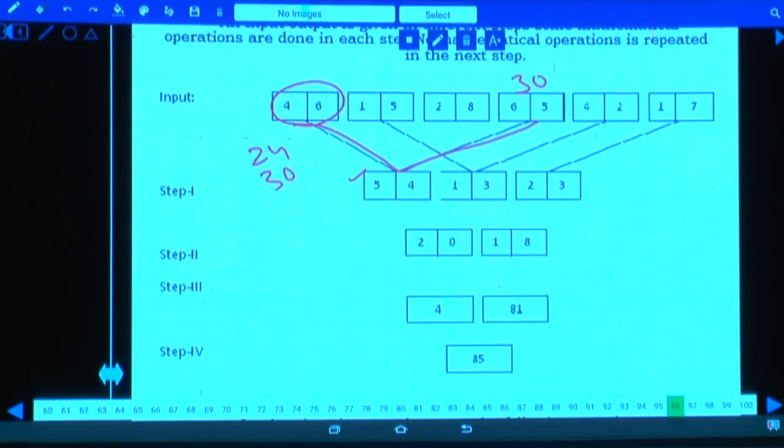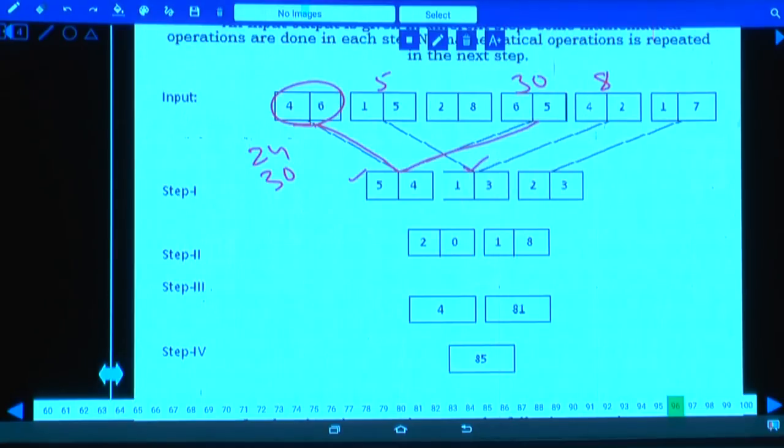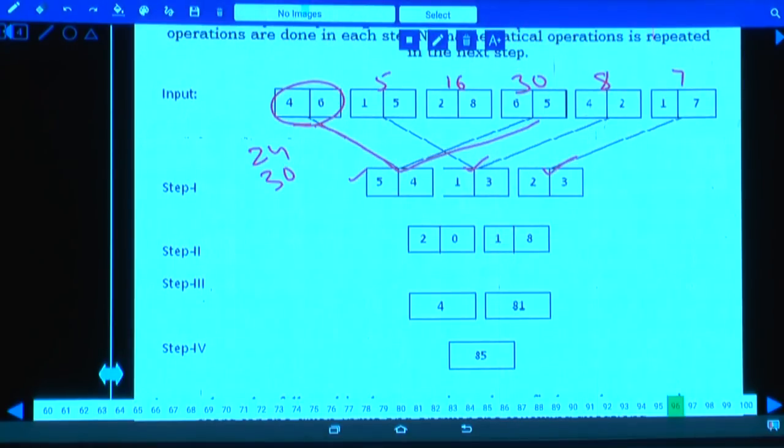Similarly, 1 into 5 is 5, 4 into 2 is 8, and 5 plus 8 is 13. In the next one, 2 into 8 is 16 and 1 into 7 is 7, so 16 plus 7 is 23. This is how we got the numbers in step 1 from the input: the product of the first block is added to the product of the fourth block and written as the first block in step 1. Similarly, 2 and 5 follow the same pattern, and 3 and 6 as well.